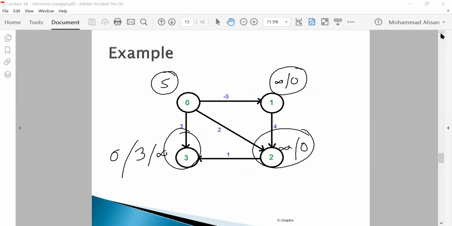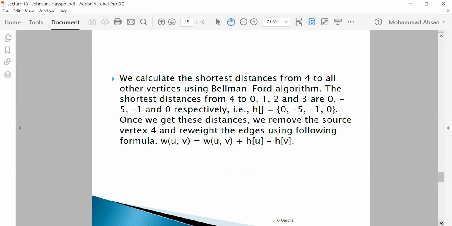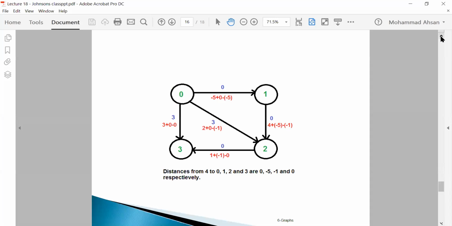But we have just done it for one of the vertices, so you have to repeat this 4 times. Next your source will be 1, and then you will find the shortest distance from 1 to all other vertices. There might not be a path from one vertex to another. In that case, the distance is infinity, or you can say there is no path.